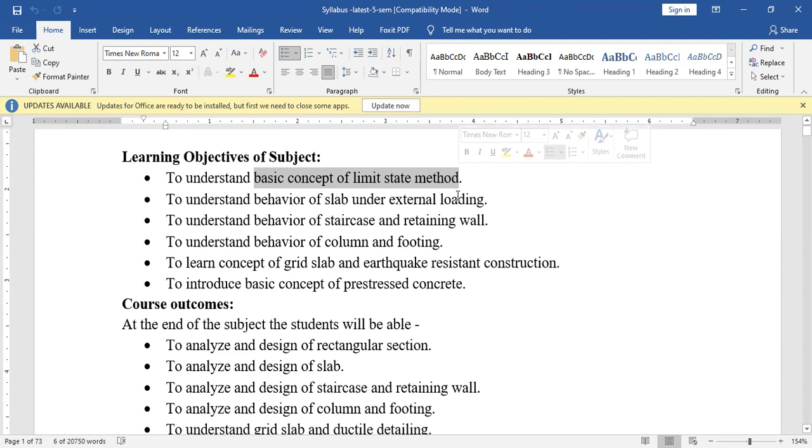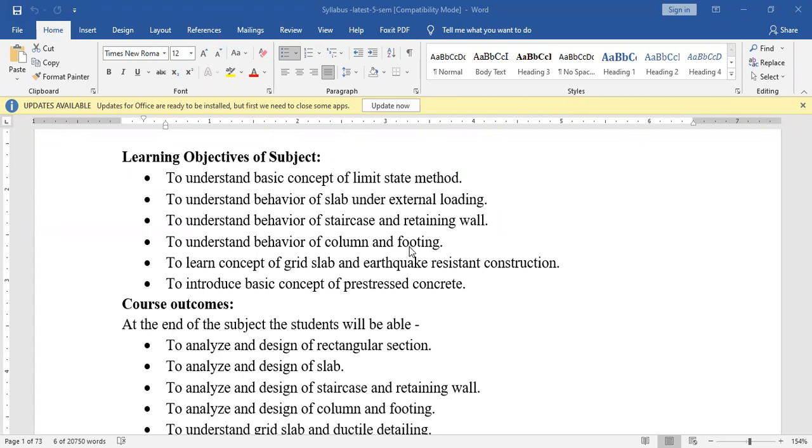You're already done with the analysis in the TOS subject in the last semester, and the other part is also available in the upcoming semesters, that is TOS 2. Out of the designing methods, there are different ones: working stress method, limit state method, ultimate method. We'll definitely work with those, and out of them, the limit state method will be used in our subject.